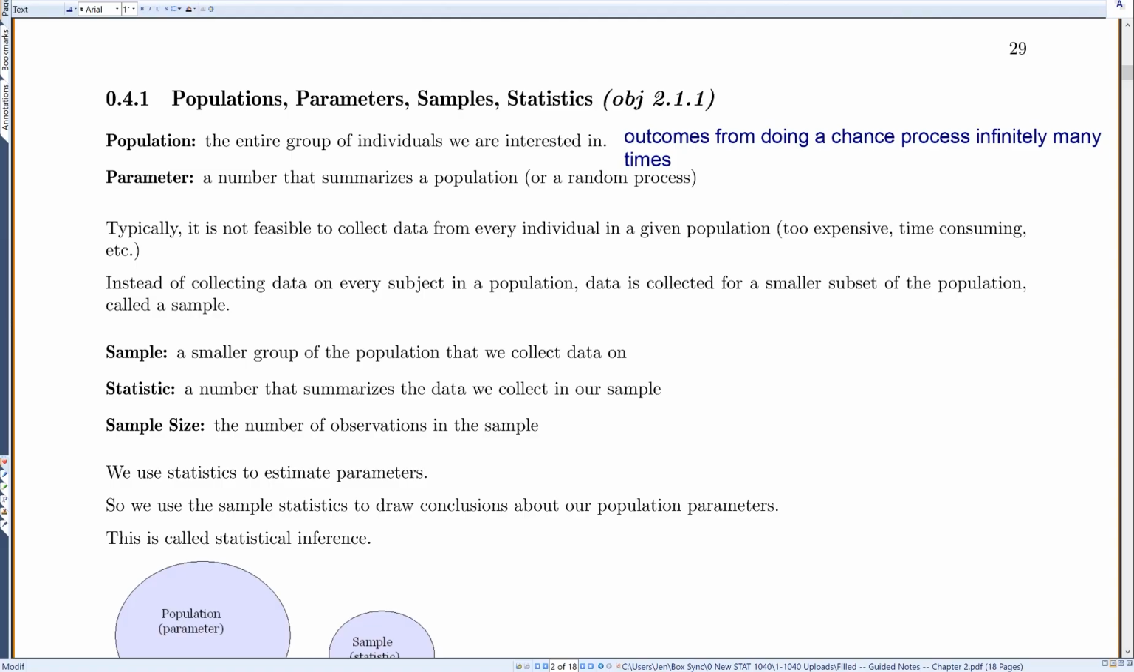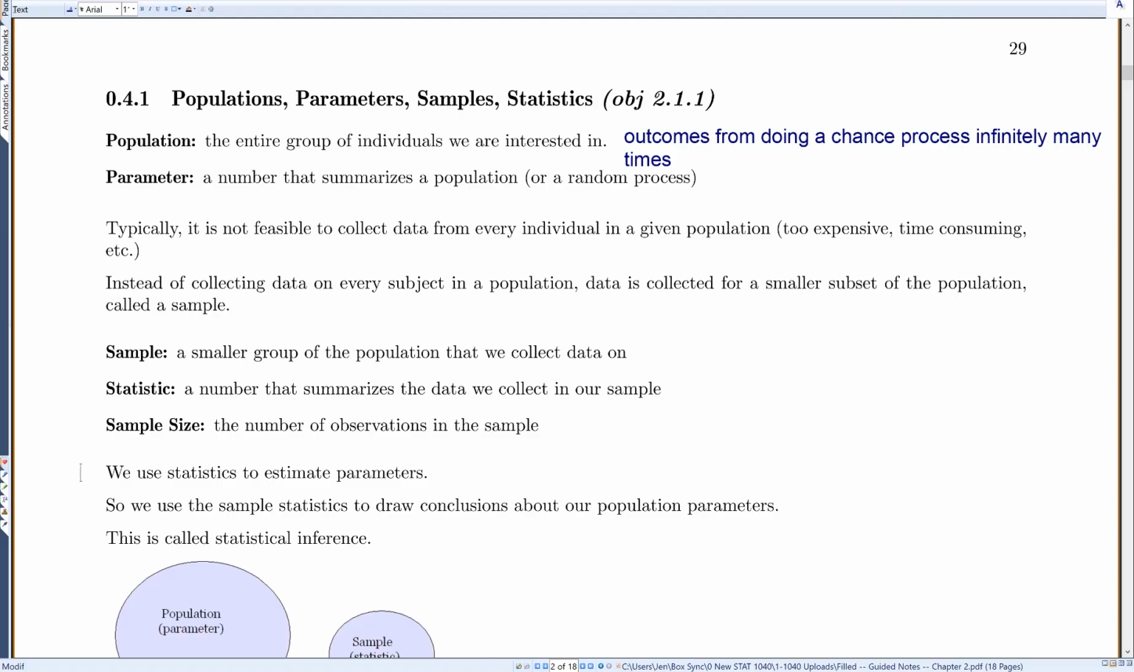And when I say summarizing the data, I mean like we could find a proportion, like the proportion of times that we got heads when we flipped a coin, or the proportion of people that are going to vote for a specific candidate in an election. Or it could be the average height of everyone in this class. It's some number that's going to summarize the data. The sample size is just how many observations you have in your sample, or how many observational units.